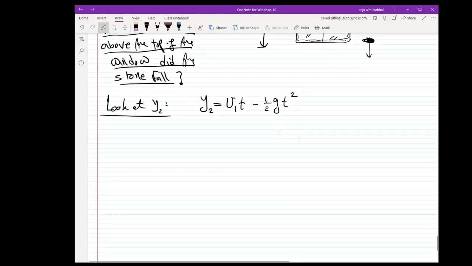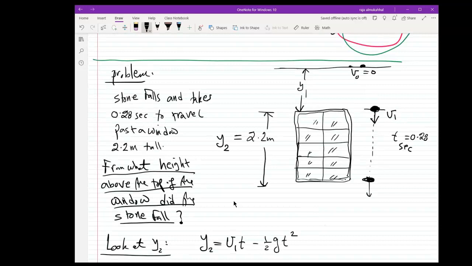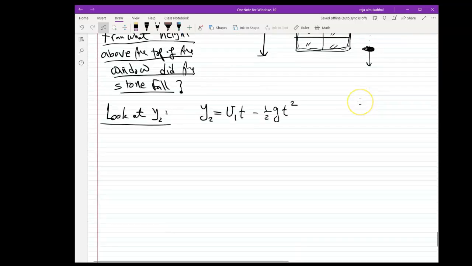Okay. So I'm going to plug in my numbers in there, but I want to be very careful. Now, the stone was thrown from here, right? From here. So that means anything below it is negative height. Remember we talked about the datum? So that's negative height here. So you want to be very careful.